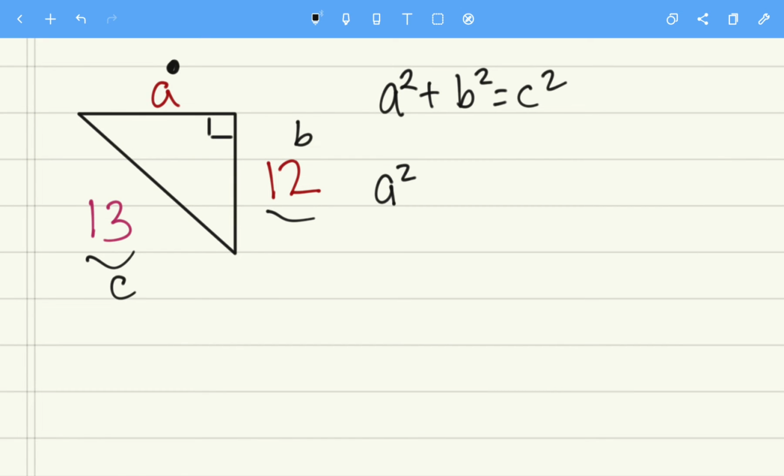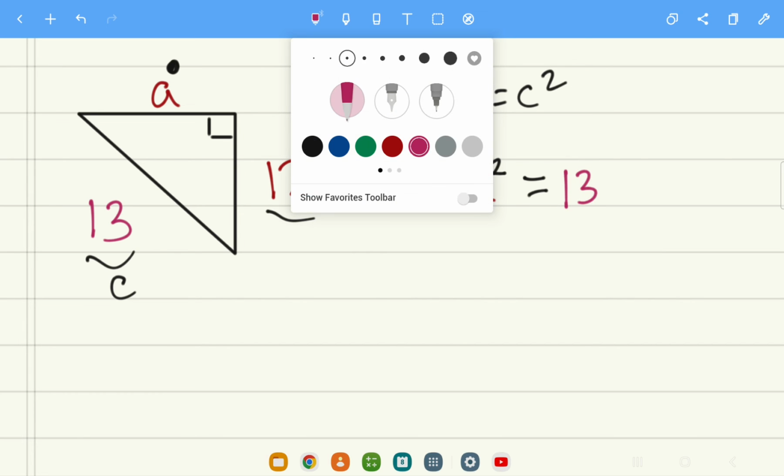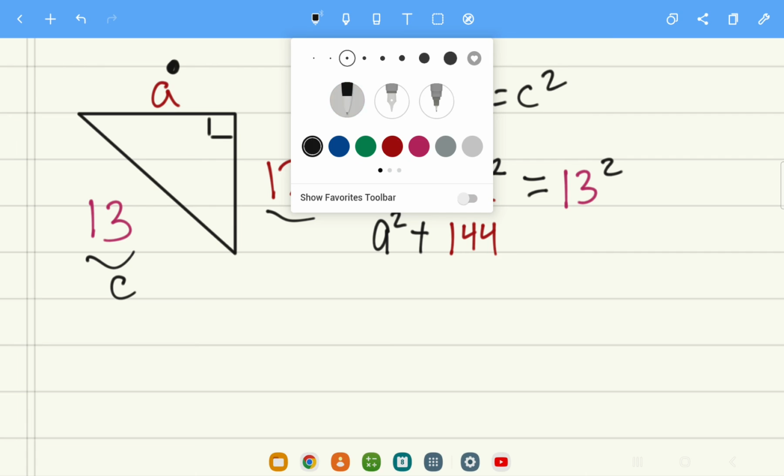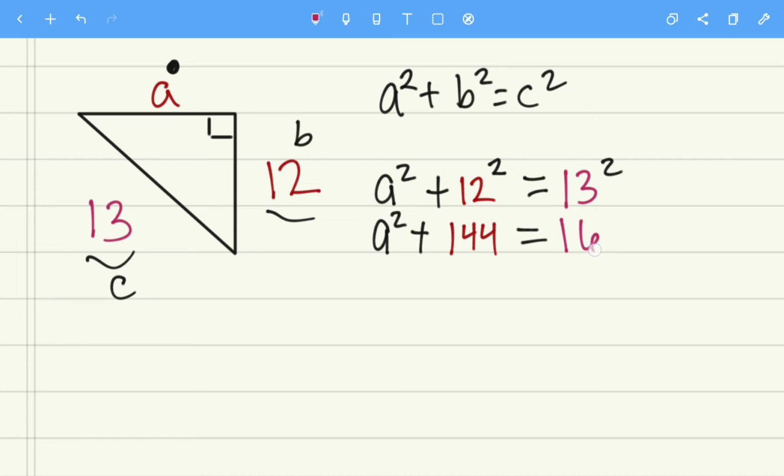So let's go ahead and plug in our numbers. We still don't know what A is, so we're going to leave that. B squared, we know B is 12, so I'm going to replace the B with a 12 and square that, equals our hypotenuse, which is 13, and square that. And now we use our order of operations to simplify like before. So A squared is still A squared. 12 squared is 144 equals 13 squared, which is 169.